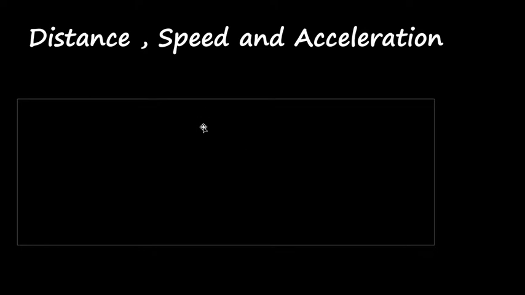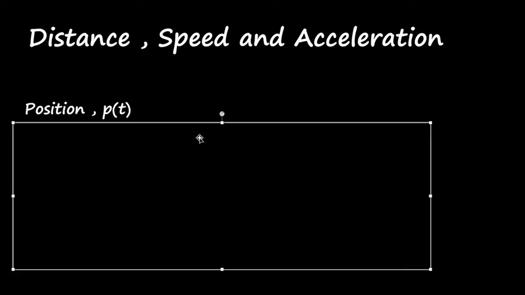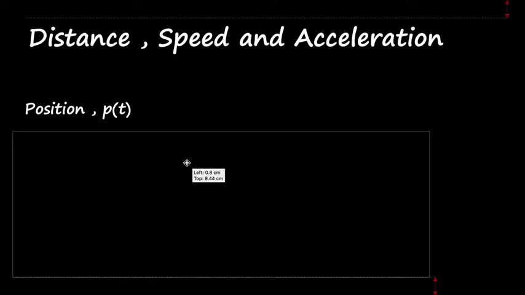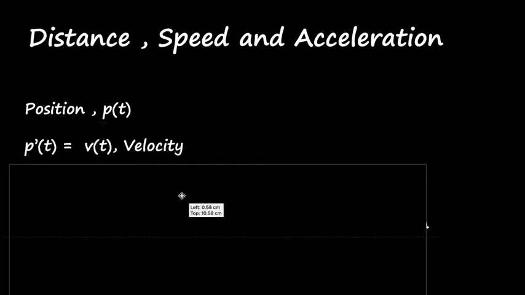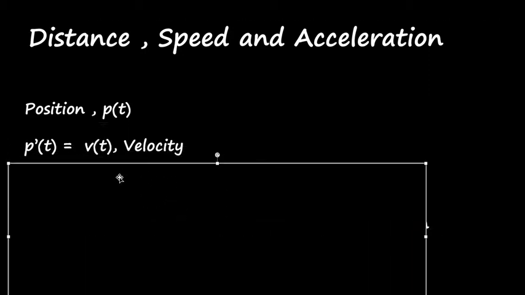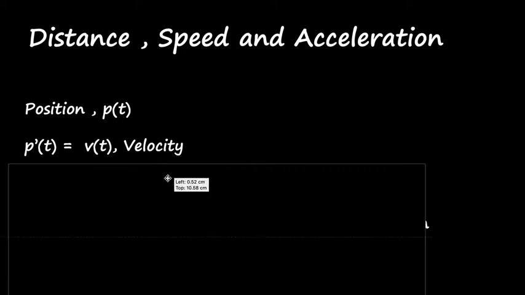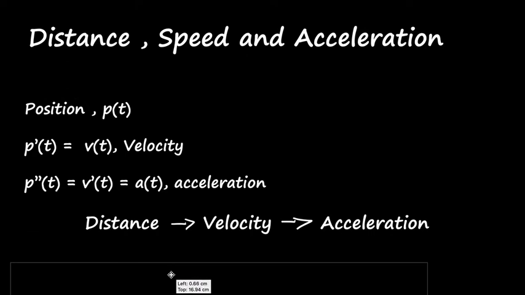So to start off with, for this example, we're going to call distance position. So we're going to give that the symbol p. So how the position changes over time. So p is a function of time. We know that if you differentiate position or distance, you're able to work out the velocity. So that's really useful. But also, when you differentiate the velocity, you're able to work out acceleration.